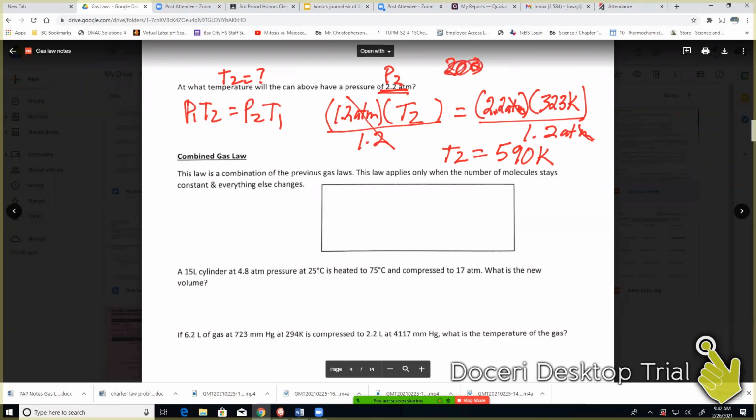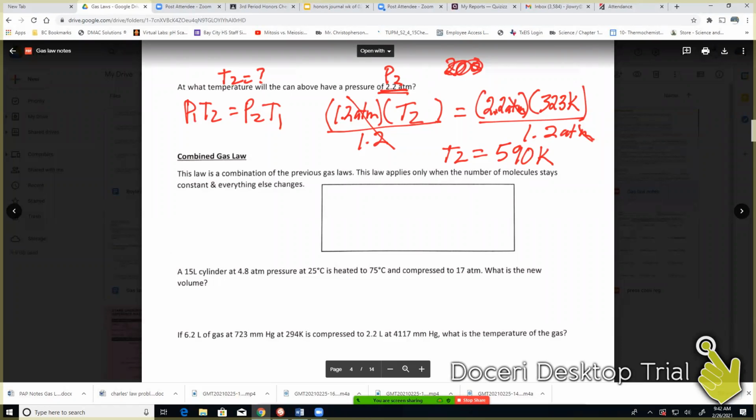Yes, ma'am. Is your setup just like this? So 2.2 times 323? Oh, I put 7. Okay, that's no problem. I do that kind of stuff all the time.